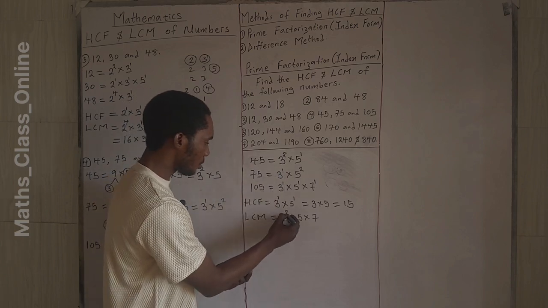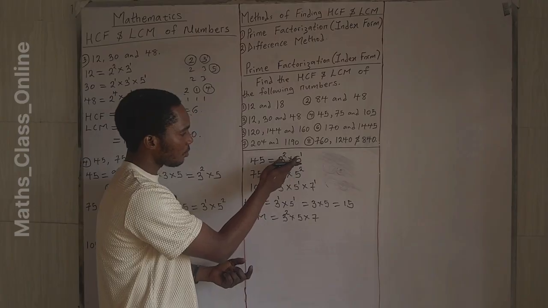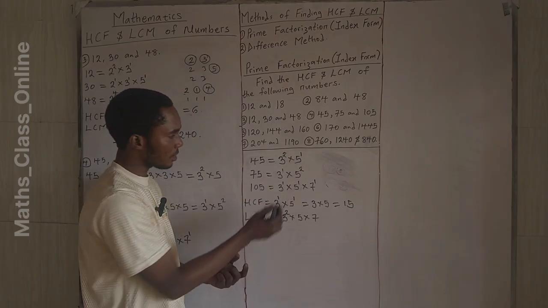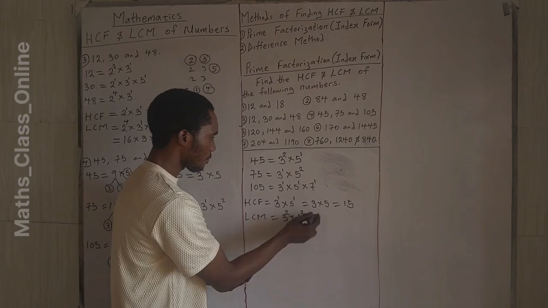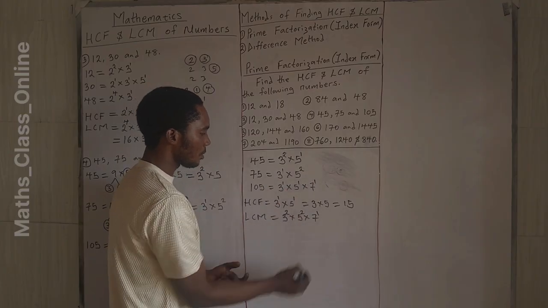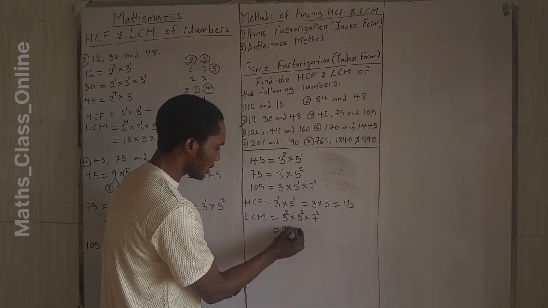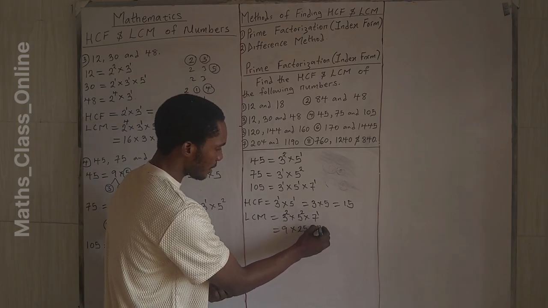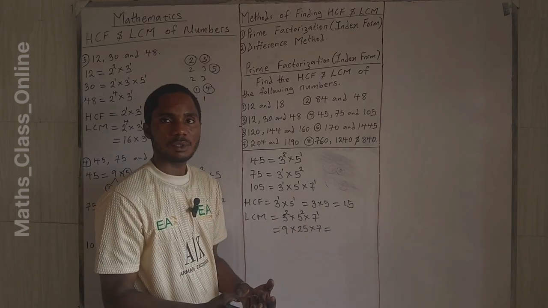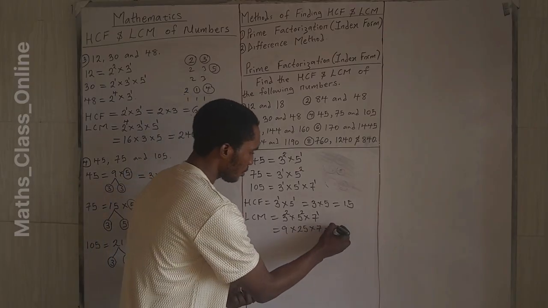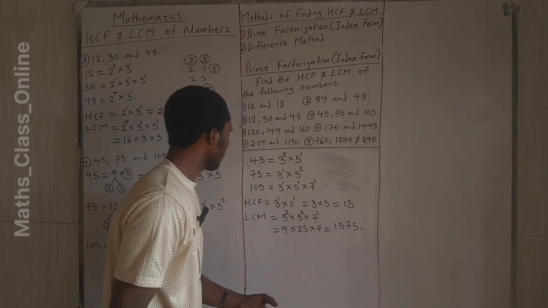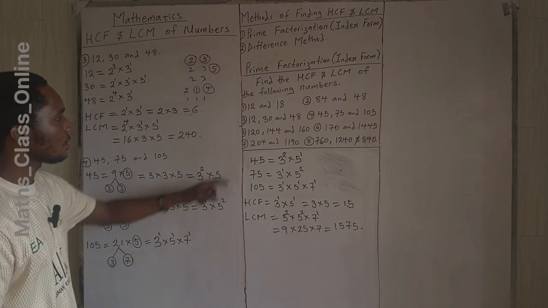That is 2. Power of 5 here, 1. Power of 5 here, 2. Power of 5 here, 1. Which one is the highest? 2. And we only have this 7. So this is equals to 9 times 25 times 7. 9 times 25 times 7 is what? 1575. The next example is what?